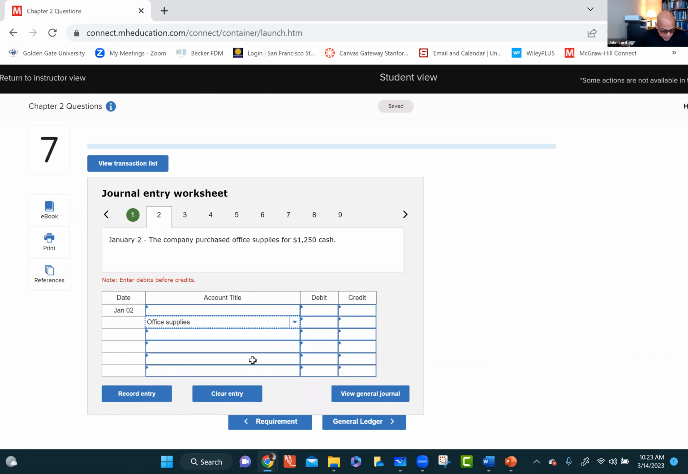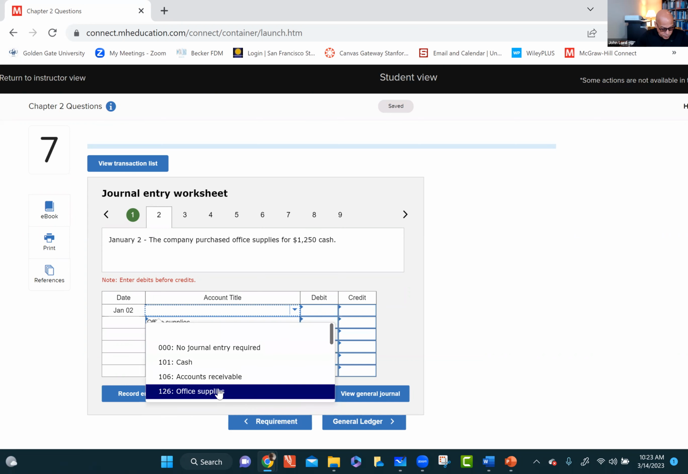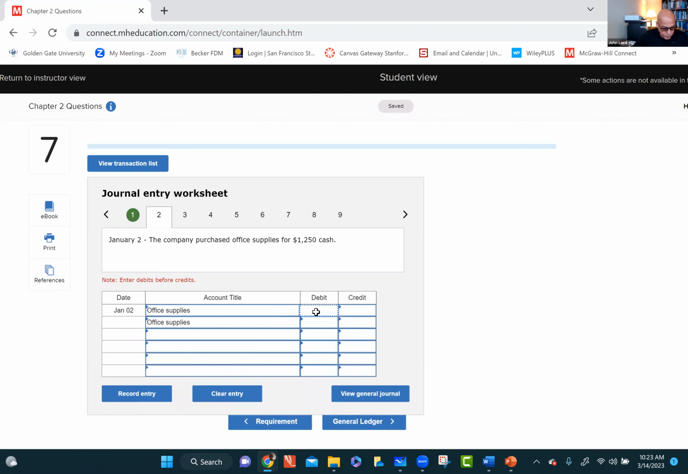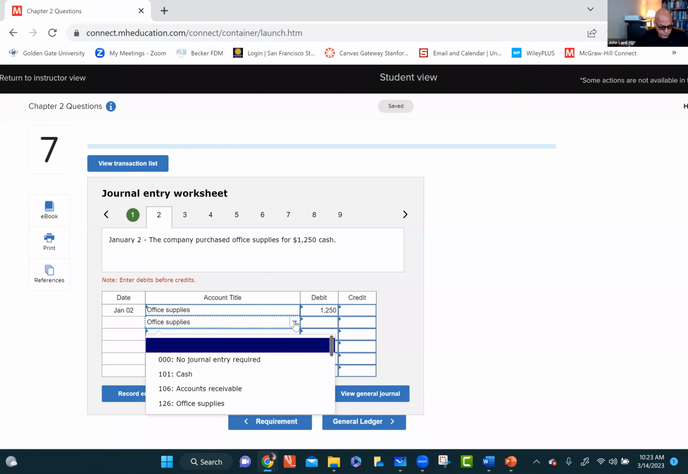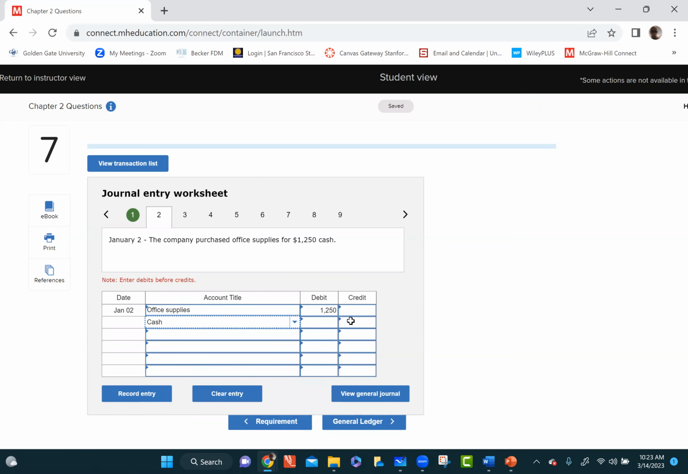Very good. Let me put it up there. Debit my office supplies. How much? 1250. Okay, good. And if I paid cash for those, what should I credit? Cash. Cash, good. 1250. Okay, record that entry. Okay, there it is. I just want to look back, see it's there. There's that debit to my office supplies, the credit to cash.